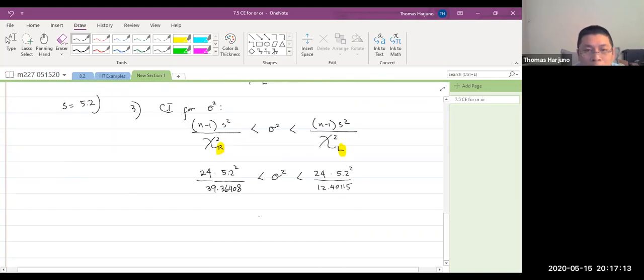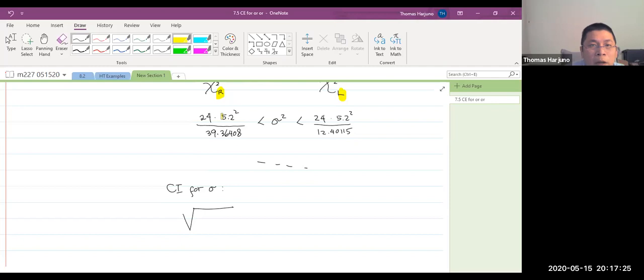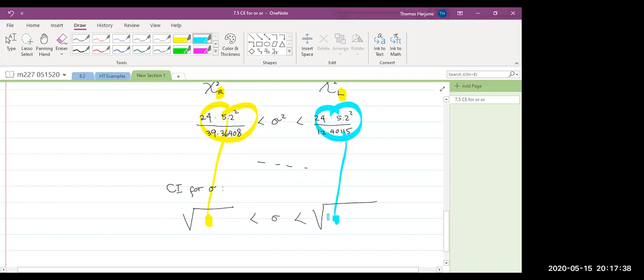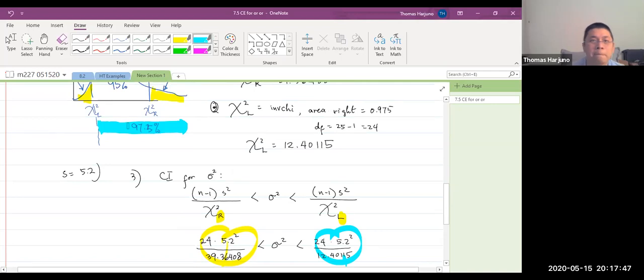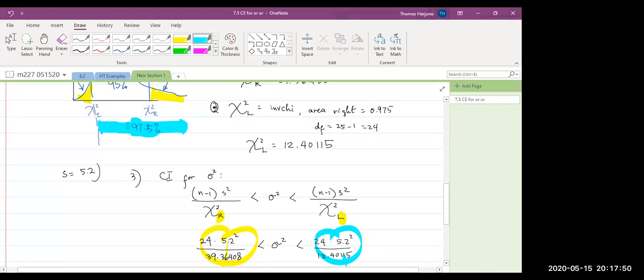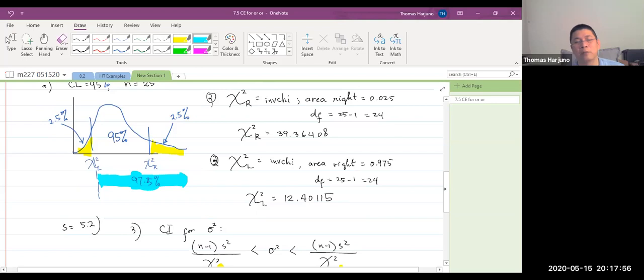After you finish computing that, you go on with the confidence interval for sigma. That is by applying the square root to whatever numbers you get here, less than sigma, less than the square root of whatever number you have here. Thomas, how did we calculate the area left in this case? By looking at the area to the right, 97.5. Oh, okay. If the area to the left is 2.5%, then the area to the right must be 97.5.